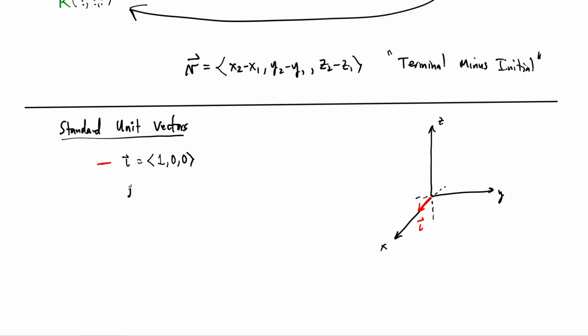All right, the vector j, we can probably almost guess what's going to happen, right? The vector j points exactly 1 unit in the y direction and nowhere else. So just straight in the y direction, nowhere else. I'll make this one blue. So the vector j is going to be right here.